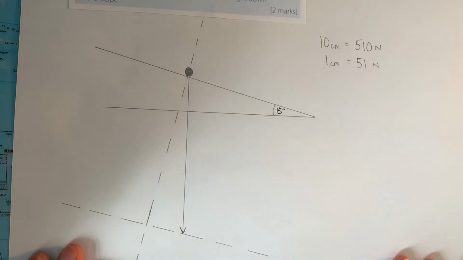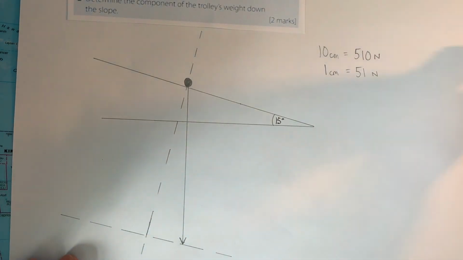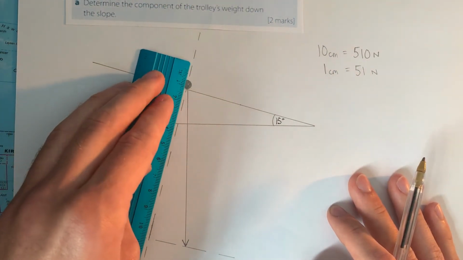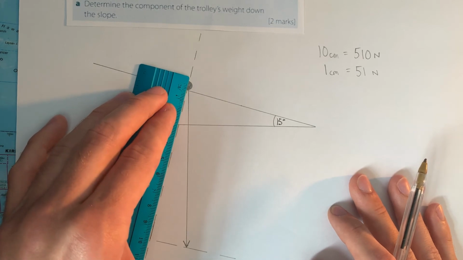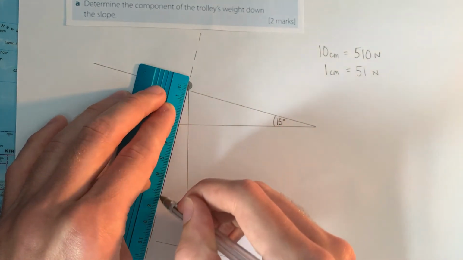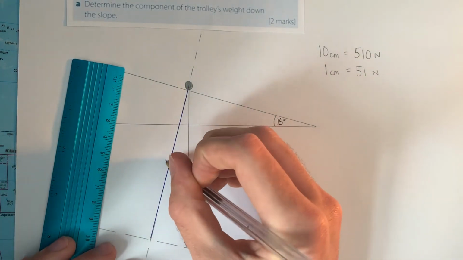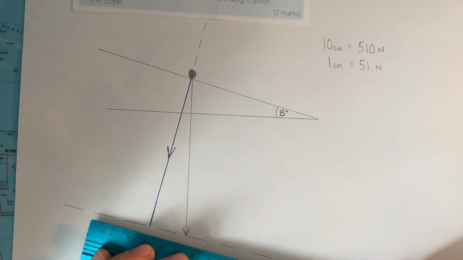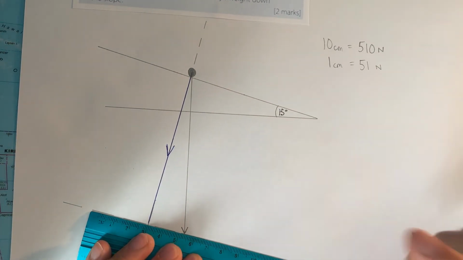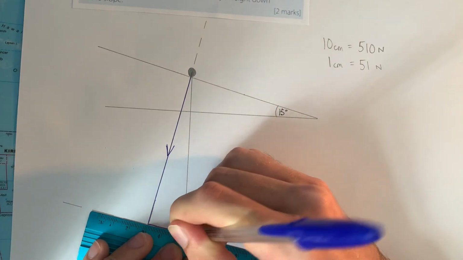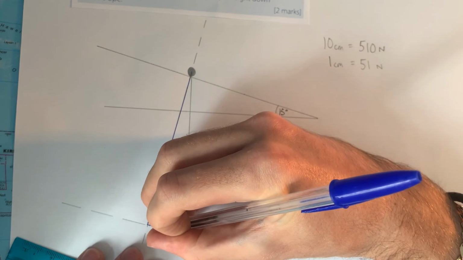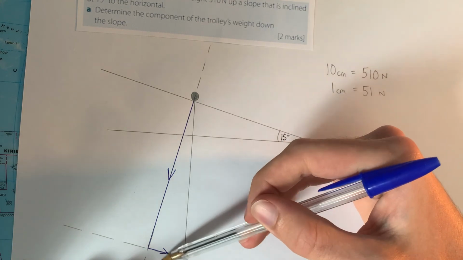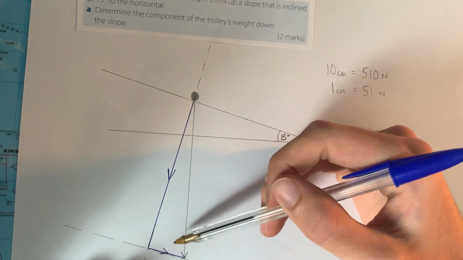So we're almost there. It's now just a case of actually marking on the forces and then working out what those forces are from our scale. So this part here is the component of the weight that acts perpendicular to the slope. And this part here is the component of the weight that acts parallel to the slope or down the slope. So from the question, we want the component that acts down the slope. So this is the part of the component of the force that we're interested in.